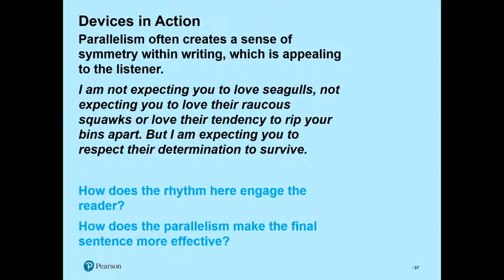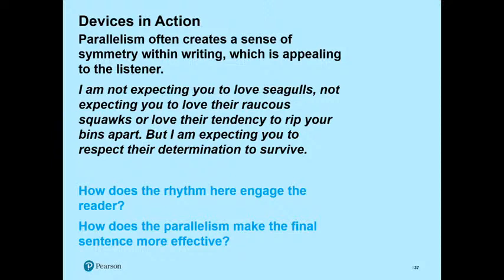Okay. I'm not expecting you to love seagulls, not expecting you to love their raucous squawks or love their tendency to rip your bins apart, but I am expecting you to respect their determination to survive. So just have a think about how that parallelism works to hook you in.